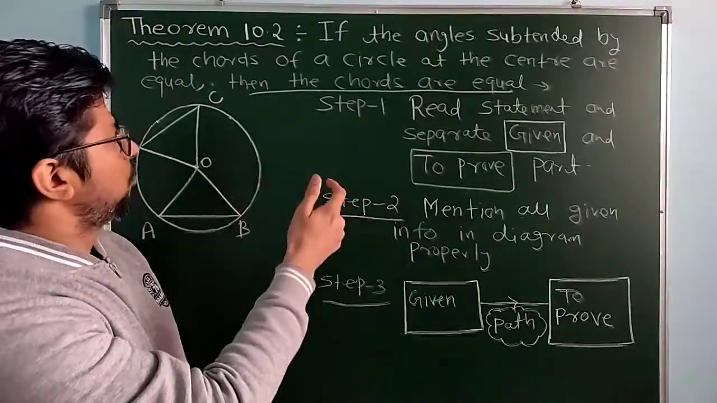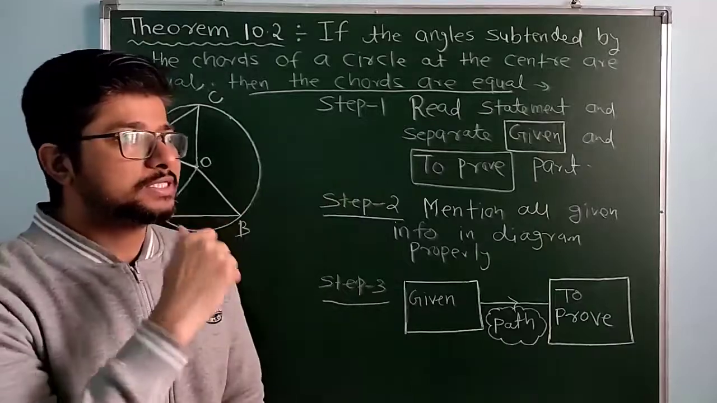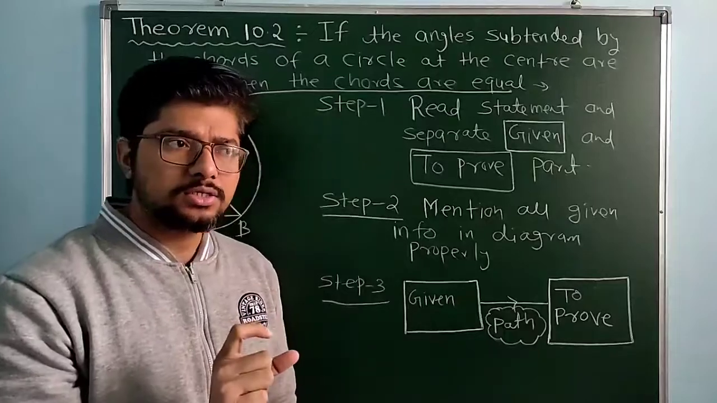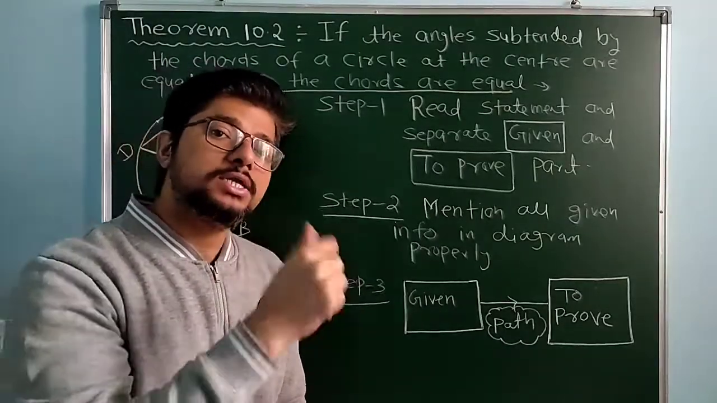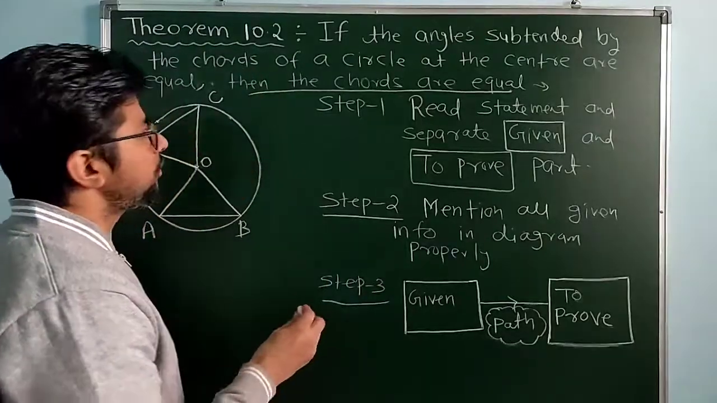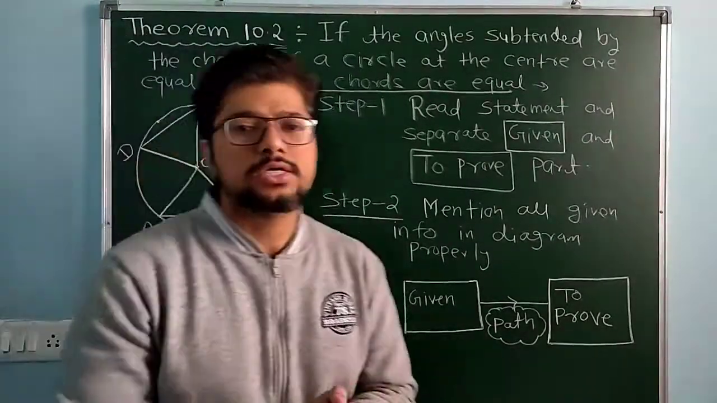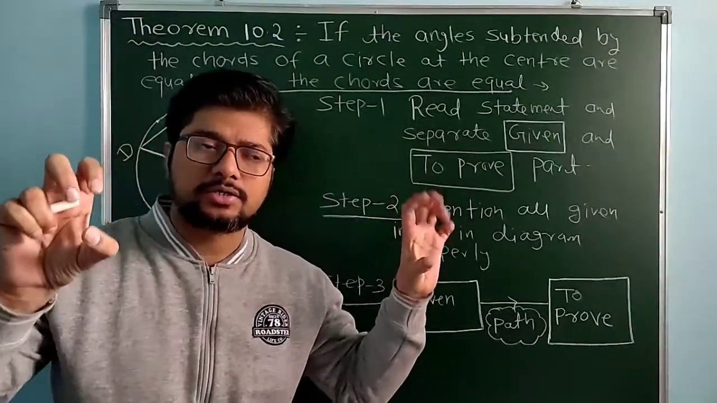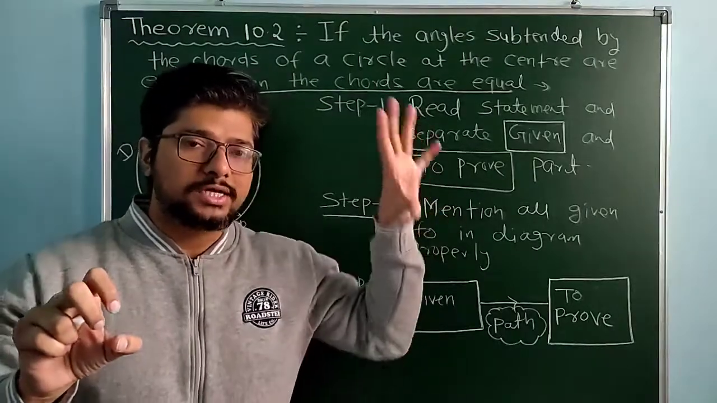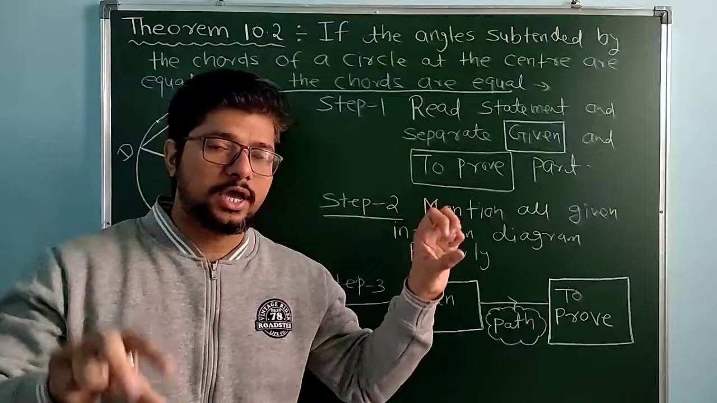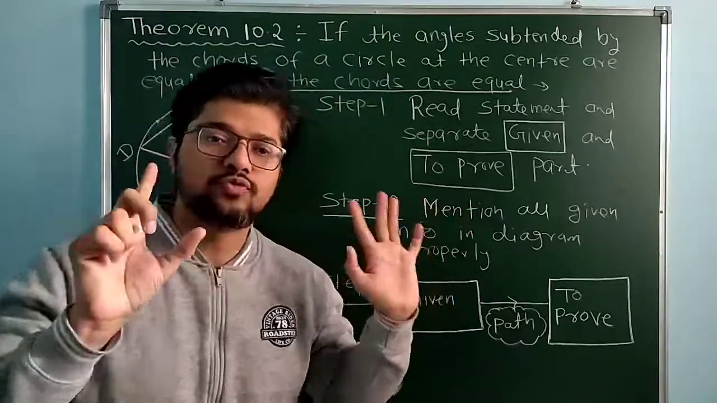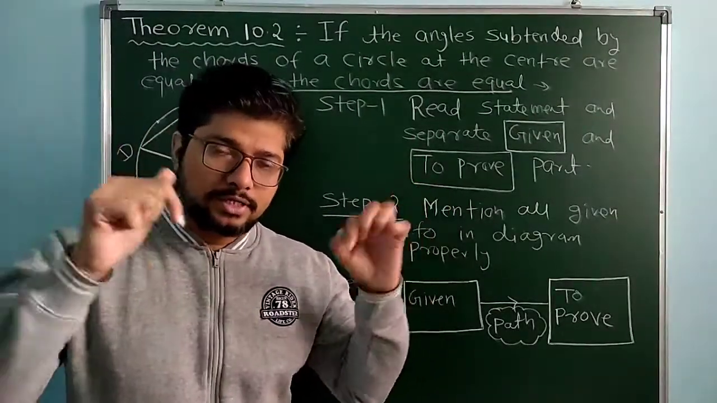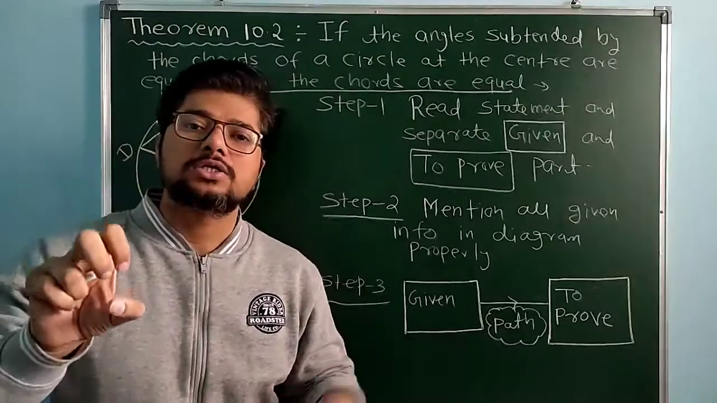Angles subtended by the chord of a circle at the center means there are chords and they are making angle at the center. That is the given information, and those angles are equal, and you need to prove chords are equal. In short, I can say there are only two pieces of information. The theorem is talking about chord and the angle made by that, and we know that if chords are equal, angles are equal at the center. And if angles are equal, chords are equal, that you need to prove, right? So in the previous theorem we proved if chords are equal, angles are equal. But in today's class we need to prove if angles are equal, chords are equal.